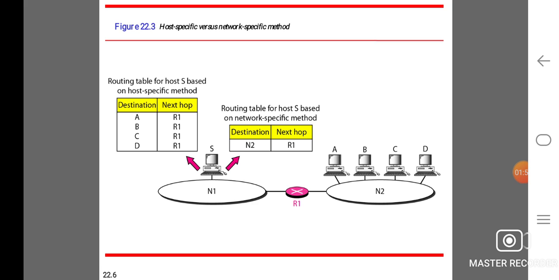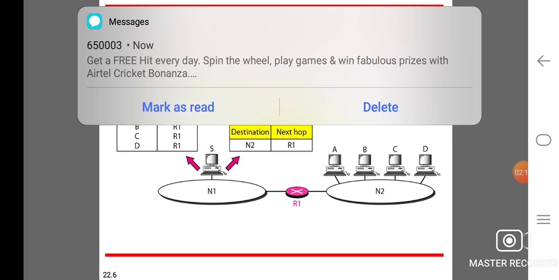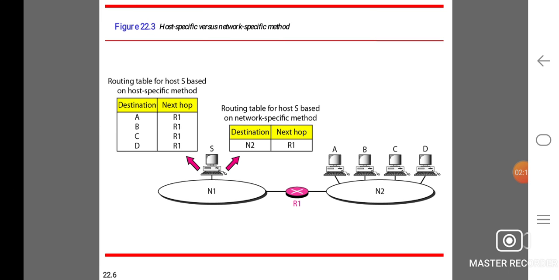Host specific versus network specific method. Routing table for a host S based on the host specific method. Destination A, next hop is R1; destination B, next hop is R1; destination C, next hop is R1; also destination D, next hop is R1.